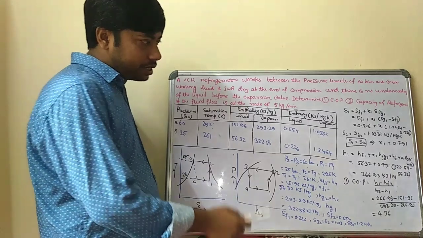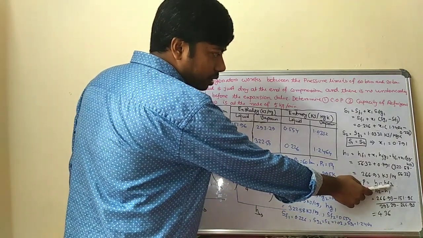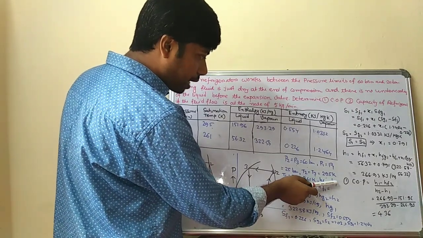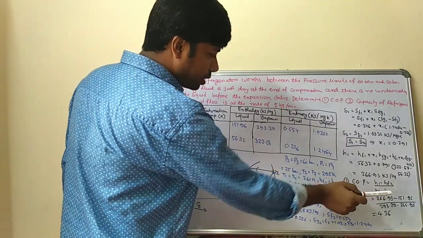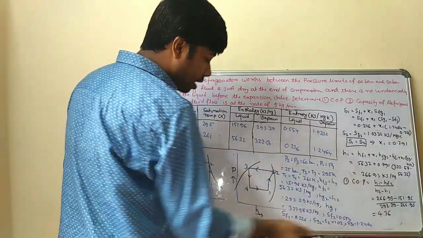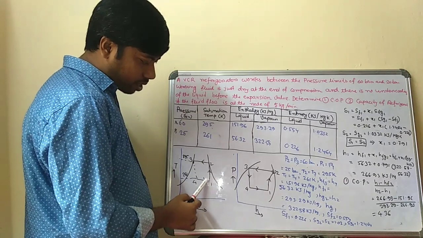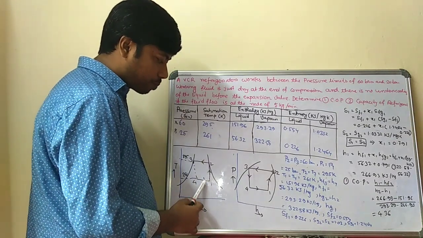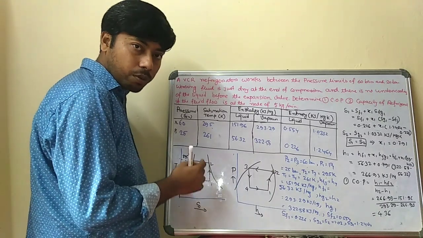Now this HF3 value is nothing but H4. So the value is given, right? H2 is nothing but Hg2, so Hg2 is equal to H2. These two values are given, but for H1, state one is basically in wet condition. Wet compression takes place at the start of the compressor.